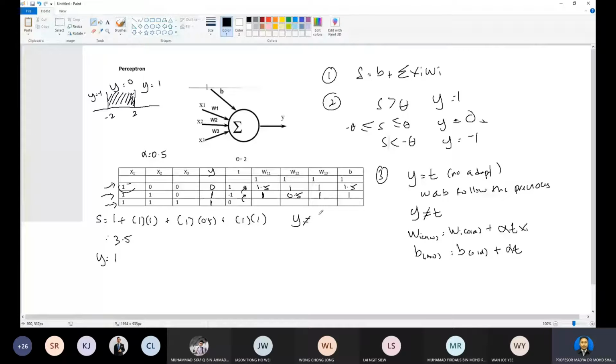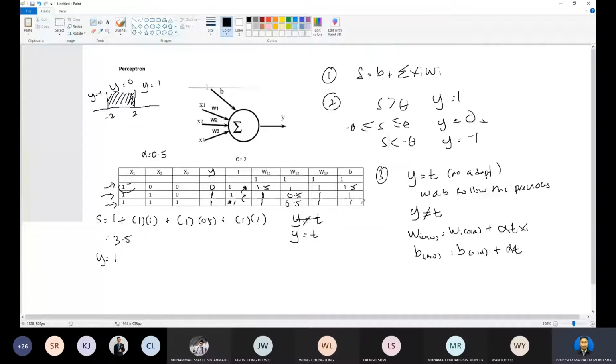So for example, if I change this and put 1 here, then Y equals the target. So Y equals target, so no need to change the weight and bias, just follow the previous. The answer will be 1, 0.5, 1 and 1. No need to calculate, just follow the previous.